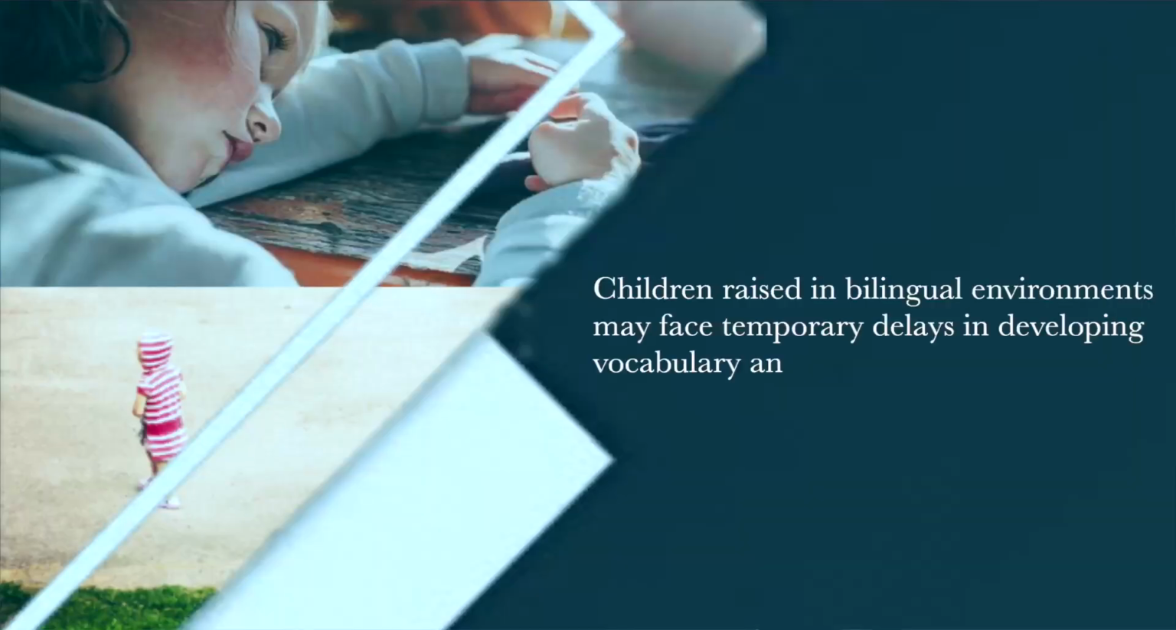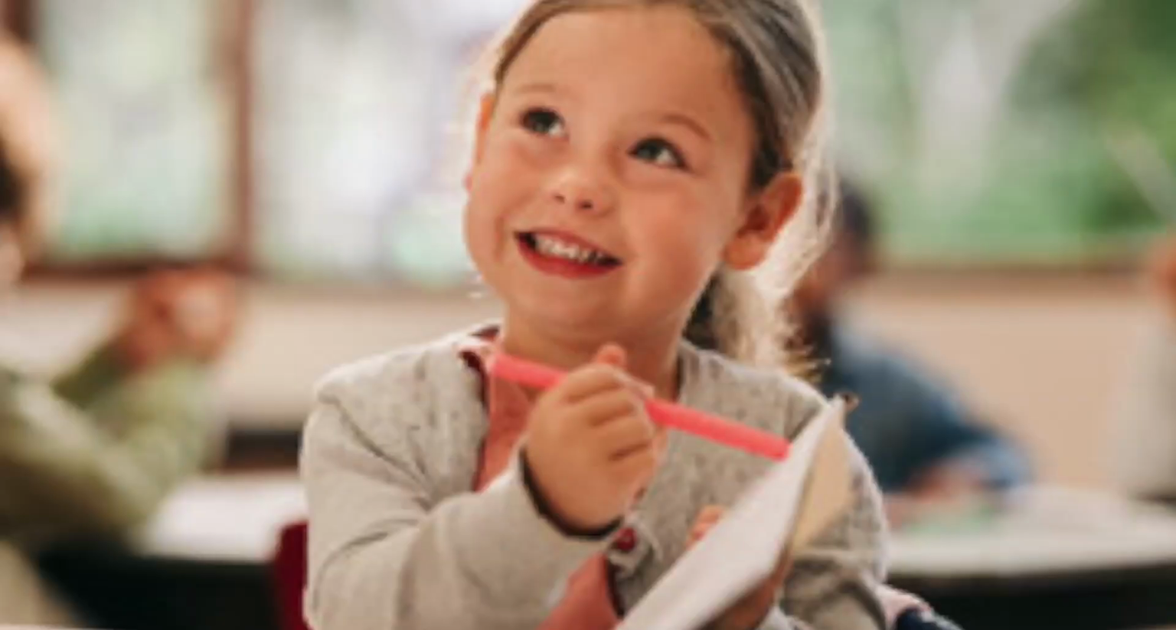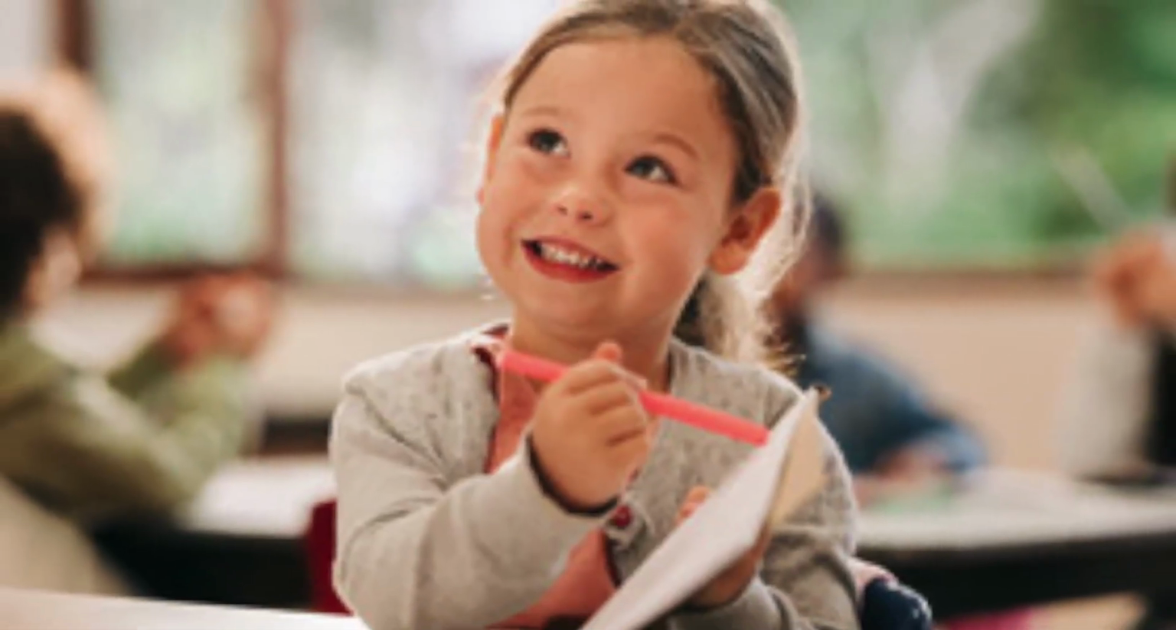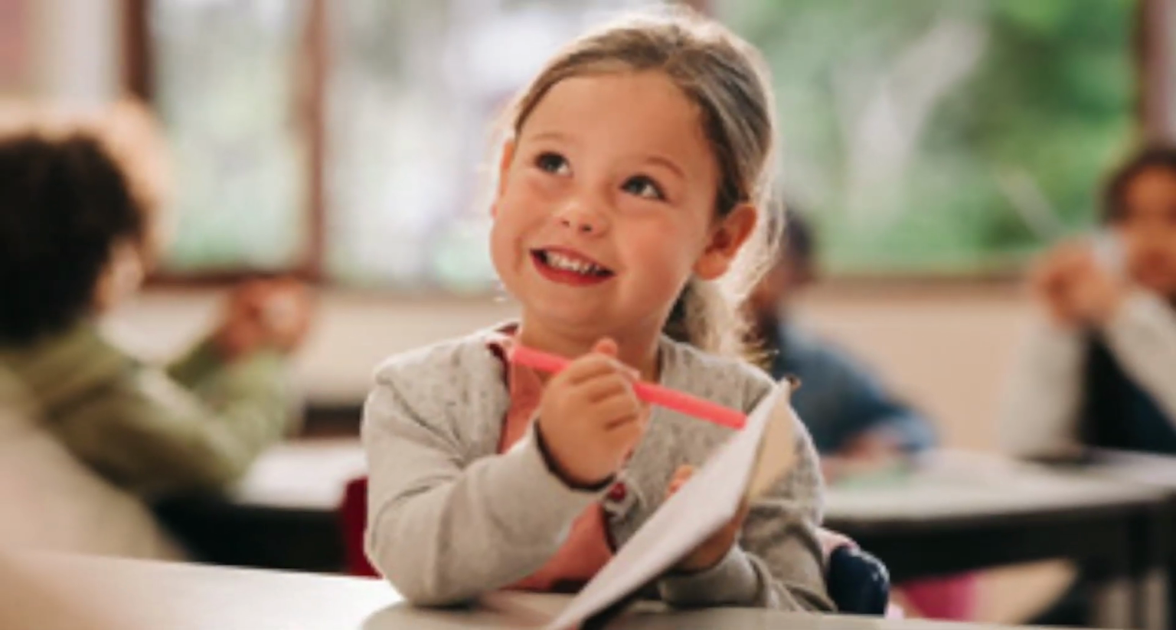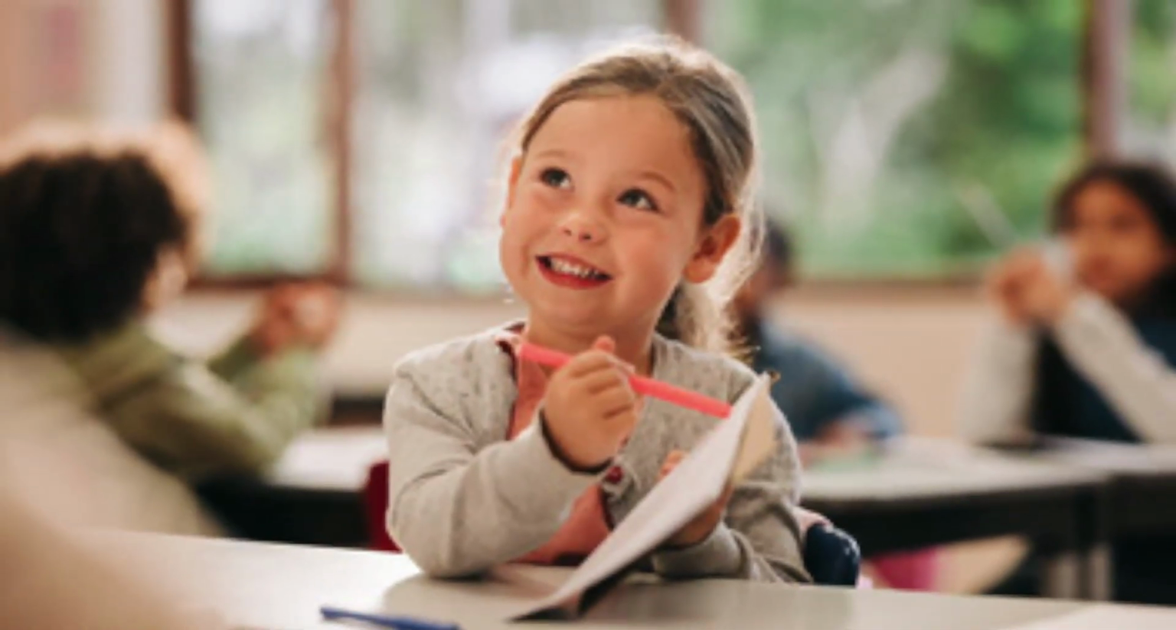Thirdly, children raised in bilingual environments may face temporary delays in developing vocabulary and fluency. For example, a child may speak their mother tongue at home but need to use a different language at school or with friends. This language gap may cause delays in vocabulary development and affect their confidence when interacting with peers. Though bilingualism has long-term benefits, it may create temporary challenges in early social interactions.